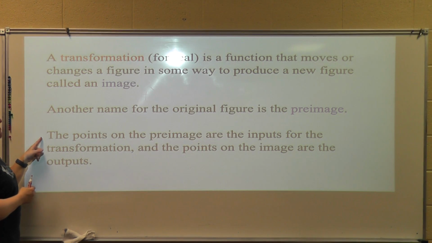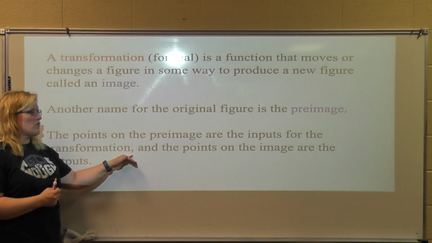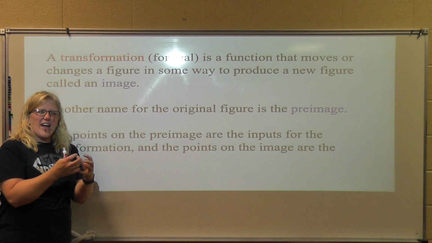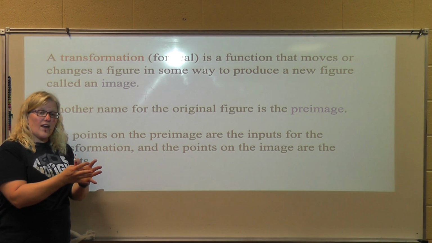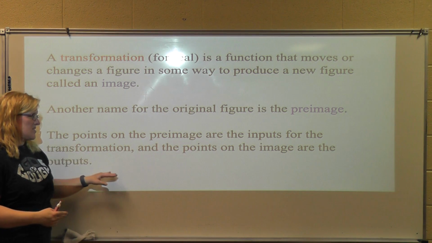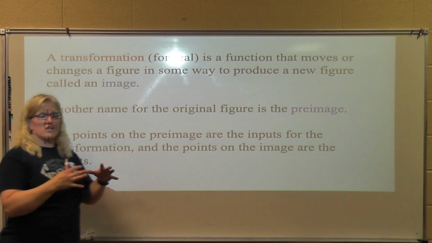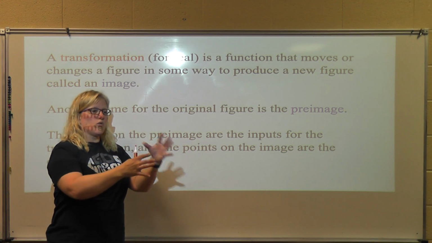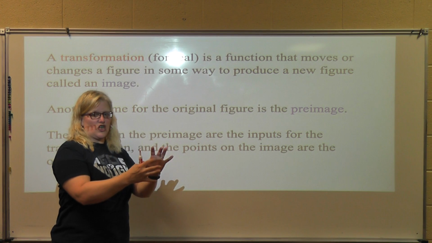Okay, the points on the pre-image are the inputs for the transformation, so it's like your X values. Then you put it into your function machine or whatever, and what comes out is the output, and the points in the image are the outputs. So you get the outputs, you redraw the image, and then you take your pre-image into your image.